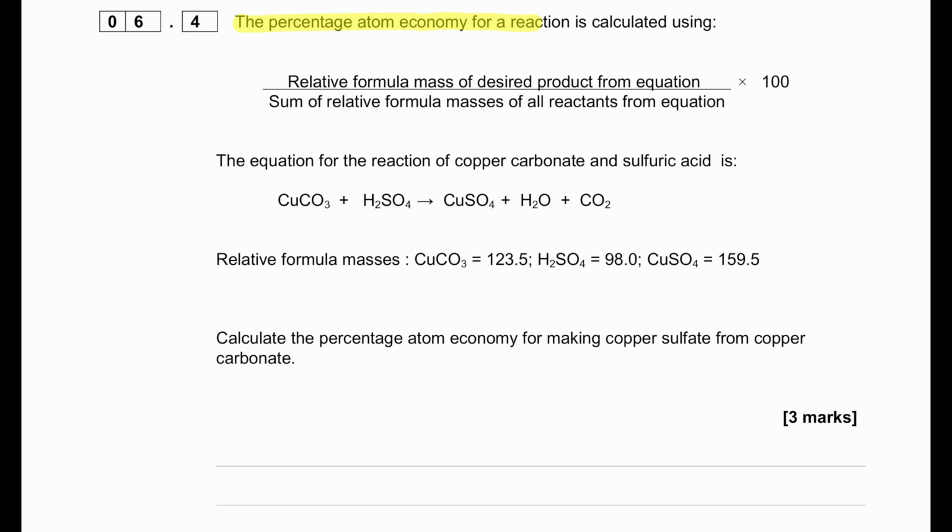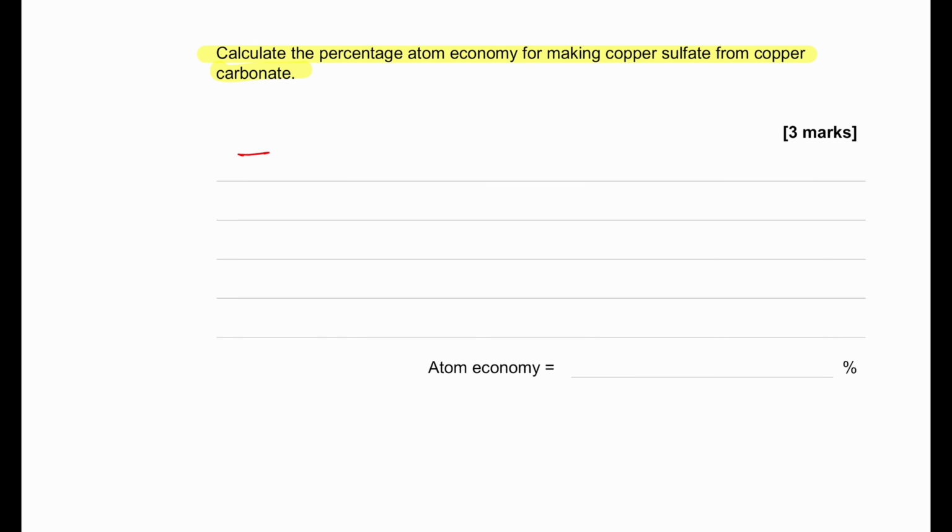The percentage atom economy for a reaction is calculated using the relative formula mass of desired product from equation, divided by the sum of relative formula masses of all reactants from equation, times 100. The equation for the reaction of copper carbonate and sulfuric acid: copper carbonate is reacted with sulfuric acid to produce copper sulfate, water and carbon dioxide. The relative formula masses of copper carbonate, sulfuric acid and copper sulfate are given below. Calculate the percentage atom economy for making copper sulfate from copper carbonate.